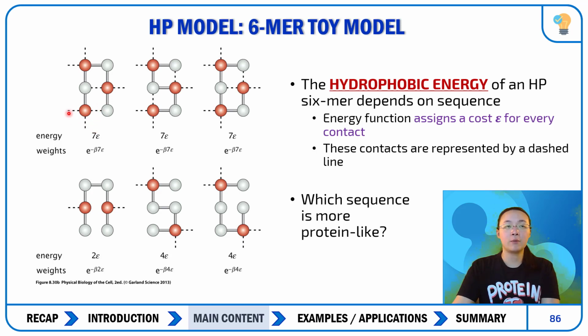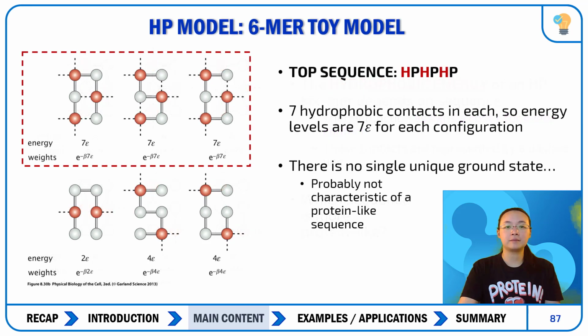So here I have 1, 2, 3, 4, 5, 6, 7 unfavorable interactions, because a hydrophobic molecule is not going to want to interact with the water or solvent around it. That means all of the exposed hydrophobic molecules will experience at least one unfavorable contact. So the more unfavorable contacts you have, the less likely that structure is going to occur. We're going to take a look at some examples now.